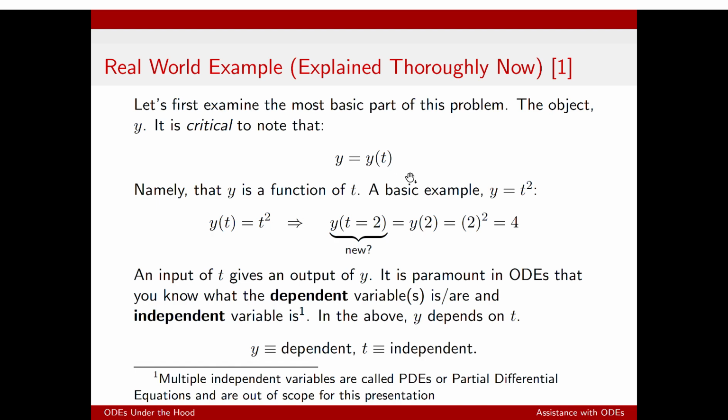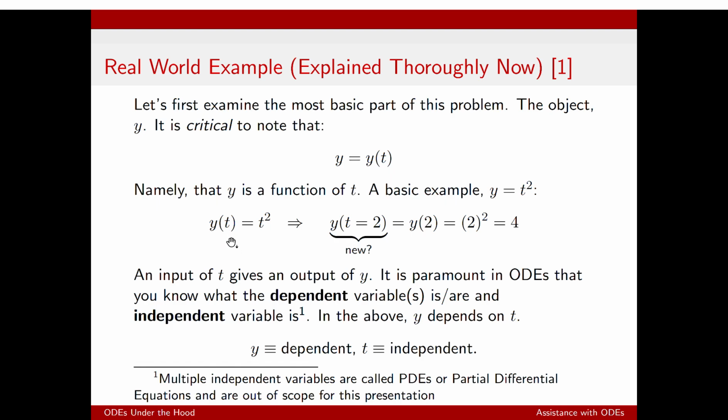This y of t just means that y is a function of t. So I plug in some t, it gives me a y, right? That's what this means. So a basic example, if we had, say, y equals t squared, right? We've all seen something like this before, right? Y equals x squared. We've graphed this a million times, saw this in algebra. Cool.